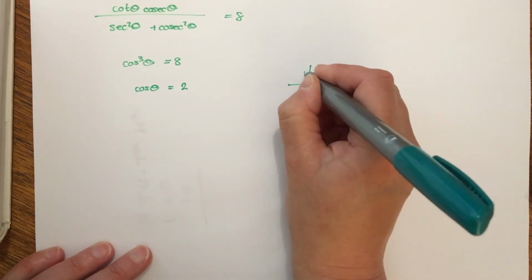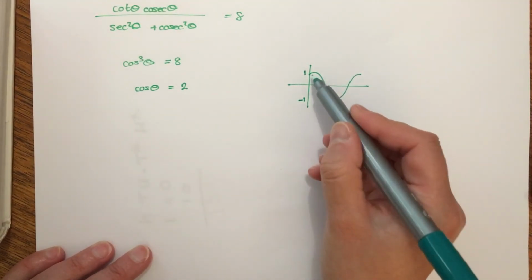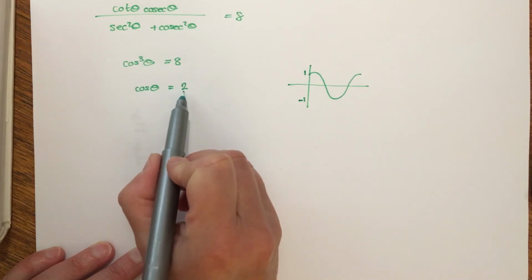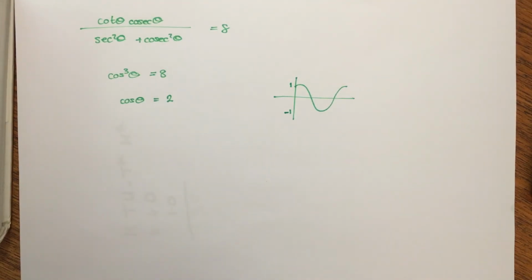what's the maximum of the cos graph? 1. What's the minimum? -1. Cos only exists between 1 and -1, so there are no solutions where cos of theta equals 2. It's not possible. So that's why there are no solutions to that equation.